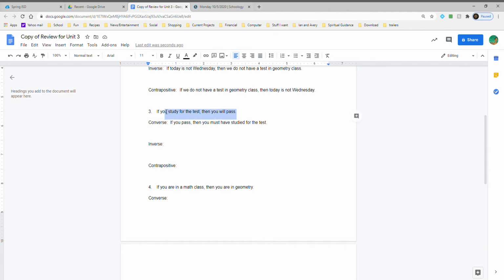Now here is the inverse. The inverse again is when you take this and you put the word not in there. If you do not study for the test, then you will not pass. And then finally, the contrapositive is where you take those two things and you flip them and make them the opposite. I've already got the flipped right here. That's the converse. If I bring it down here and I just put the nots in, then that's it. I'm done. If you do not pass, then you must not have studied for the test.